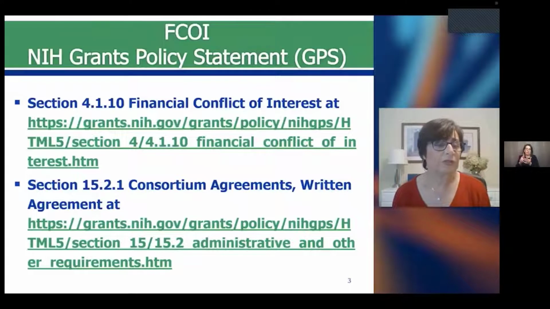I also wanted to point out to you that the financial conflict of interest requirements are included in the NIH grants policy statement. So the section that I've indicated here, 4.1.10, is where you're going to find information about FCOI requirements. Another section within the grants policy statement is section 15.2.1, consortium agreements and written agreement. And within that section, you'll find information when you have a subcontract on a grant and what the requirements are related to financial conflict of interest.